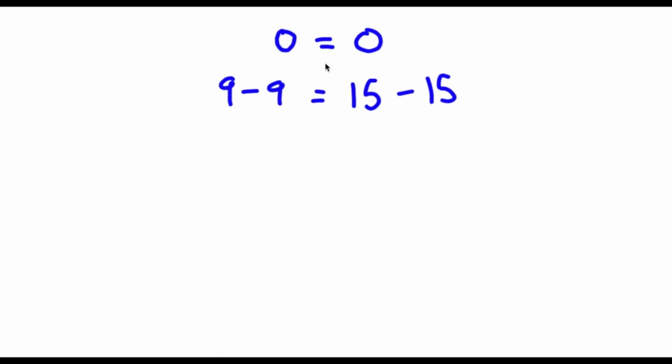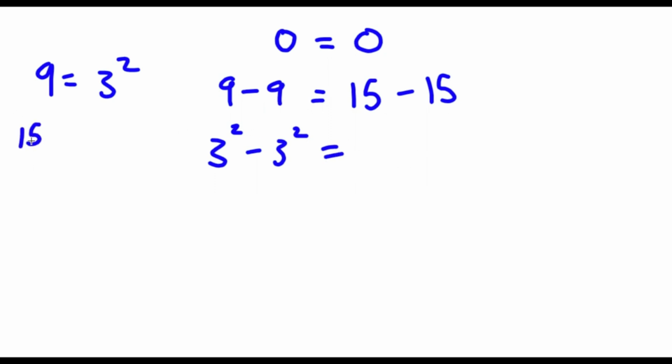So now, 9 is equal to 3 squared. So if I replace 9 with 3 squared, I have 3 squared minus 3 squared. And now 15 is equal to 5 times 3. So now I have 3 squared minus 3 squared is equal to 5 times 3 minus 5 times 3. And again, this is also going by the rules of mathematics.